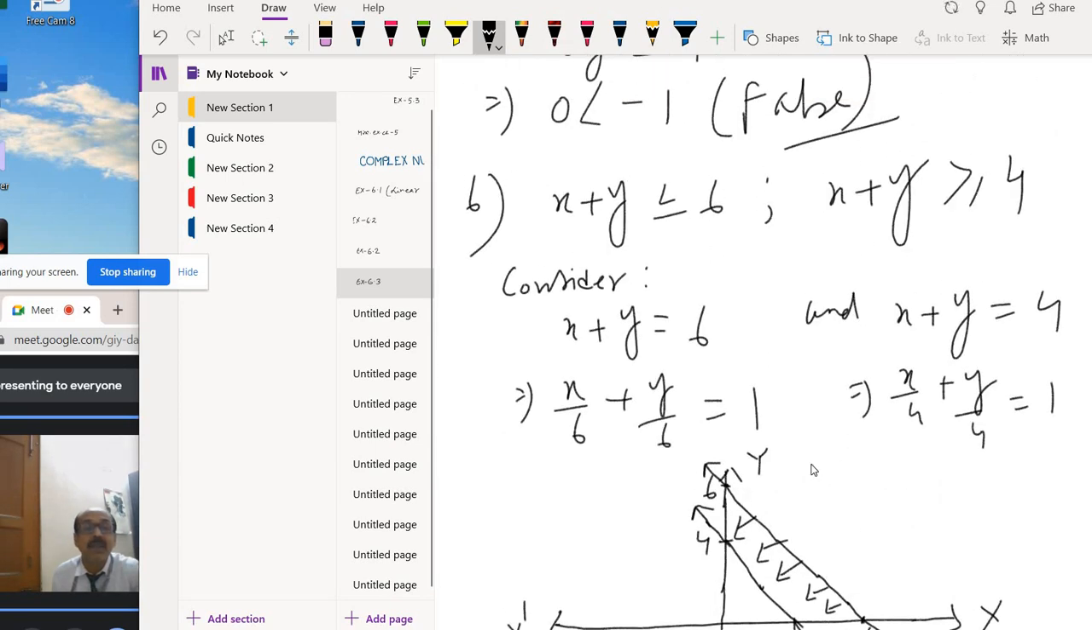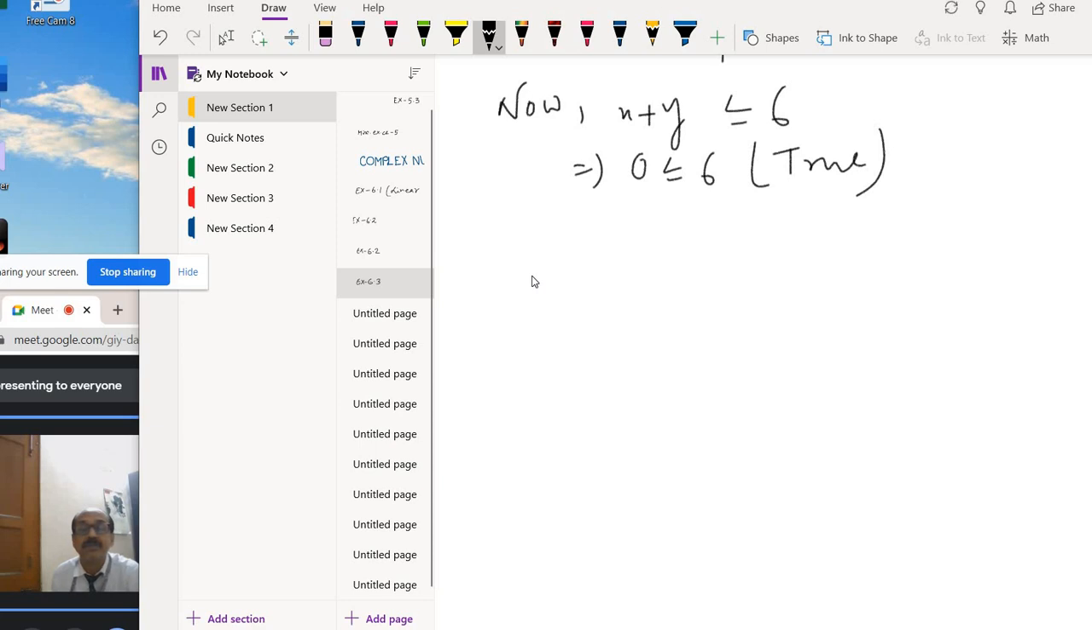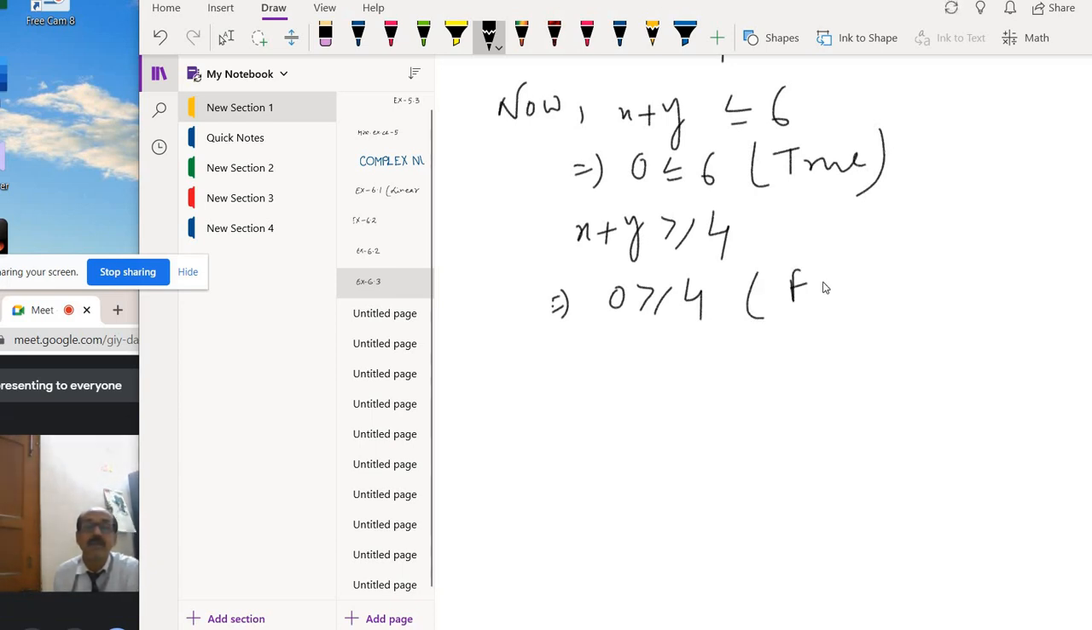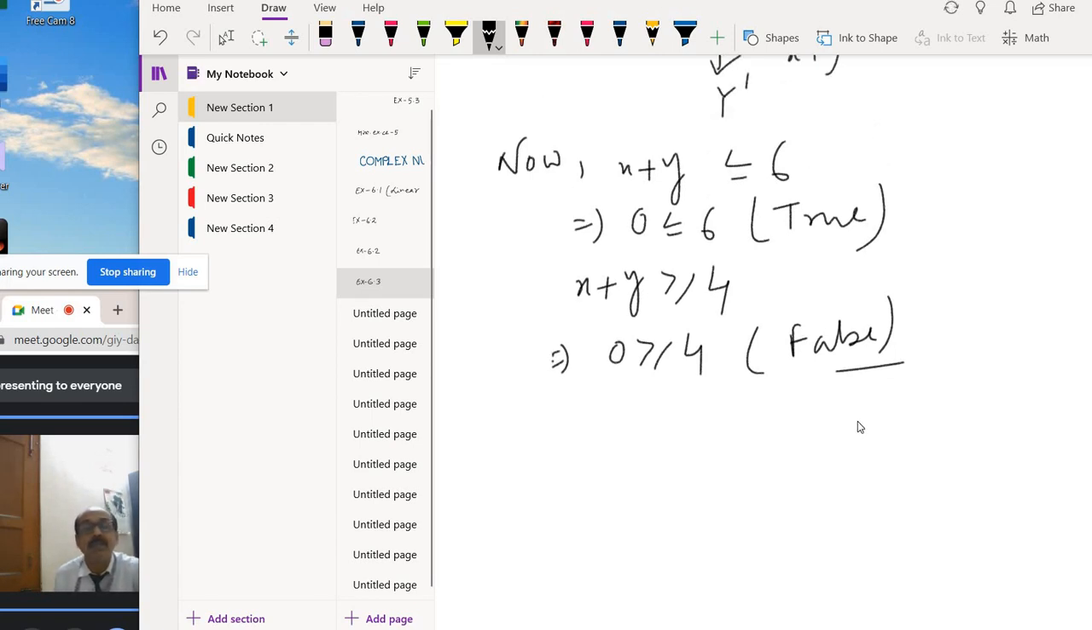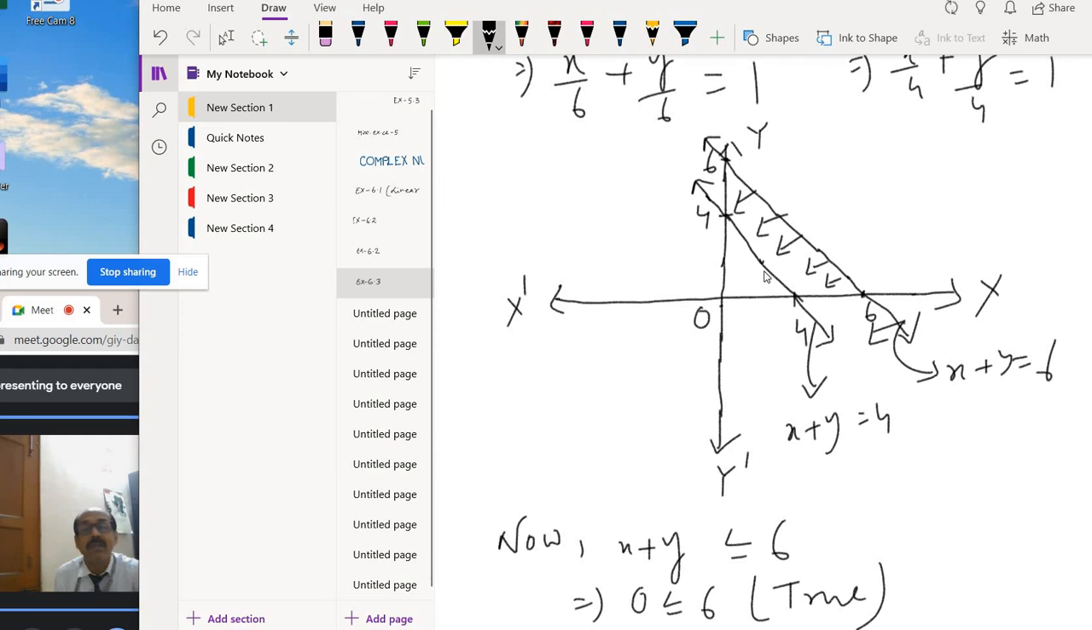Now x plus y greater than or equal to 4. So 0 greater than or equal to 4, which is false. False statement. So the direction is away from the origin. So this is the line, and this side is the direction.